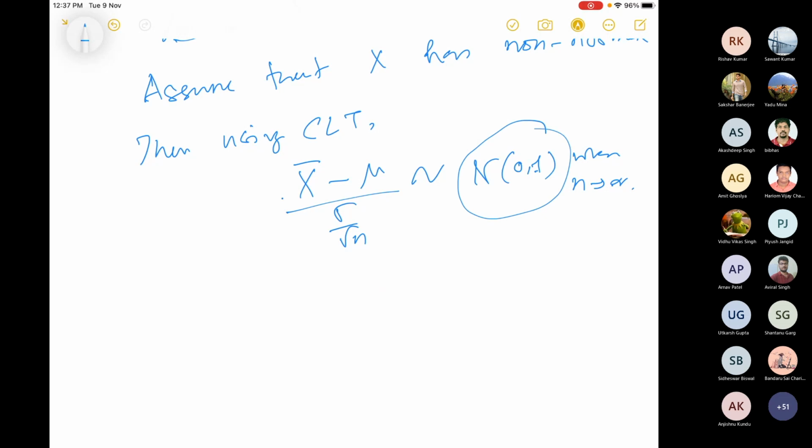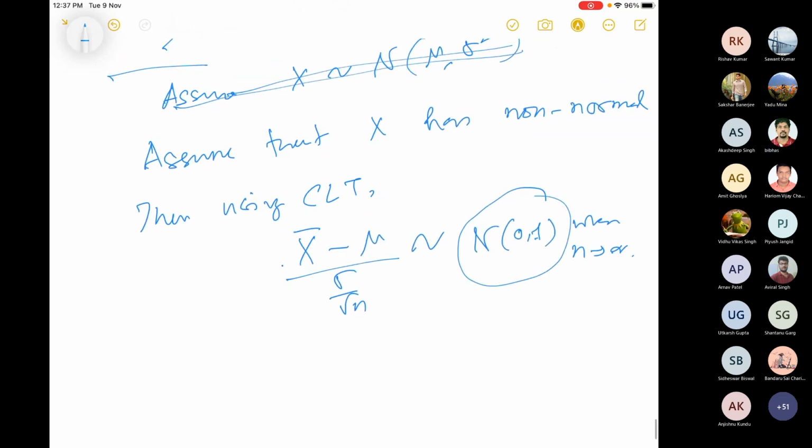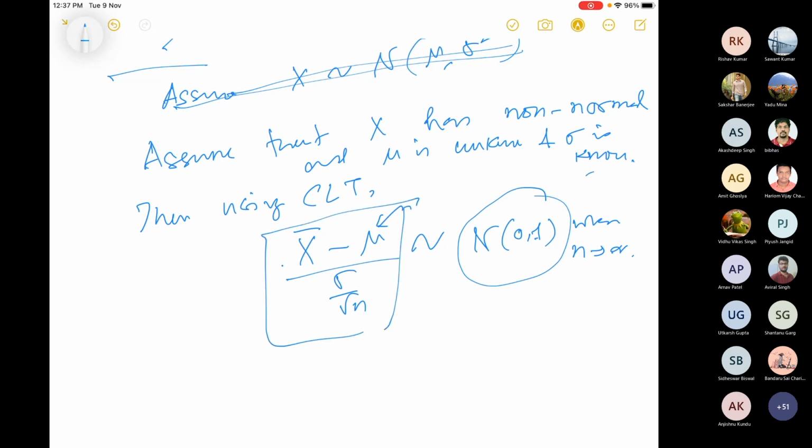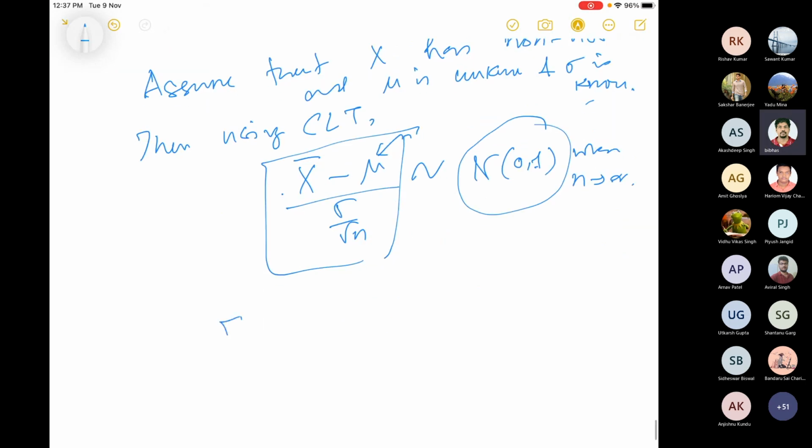So if you want to estimate mu, and here sigma is given, so non-normal, mu is unknown and sigma is known. I need to have a confidence interval for mu. This is normal, so this is a pivotal quantity for mu. Then in a similar way, I can say this is my confidence interval, with Z alpha by 2.